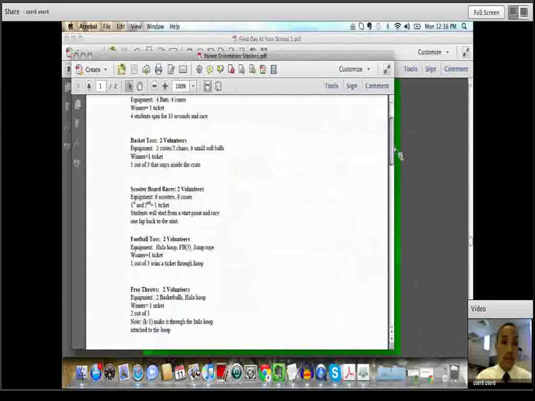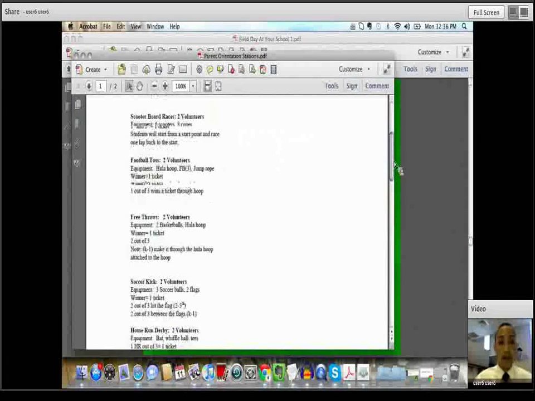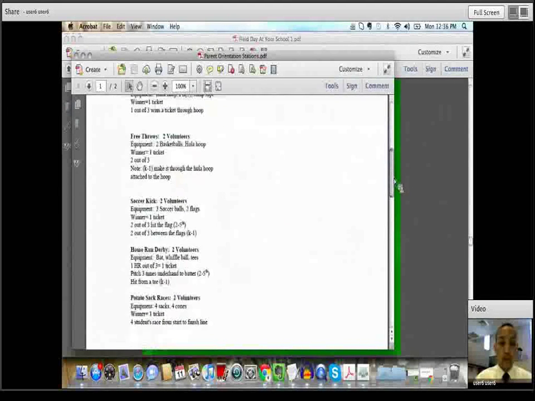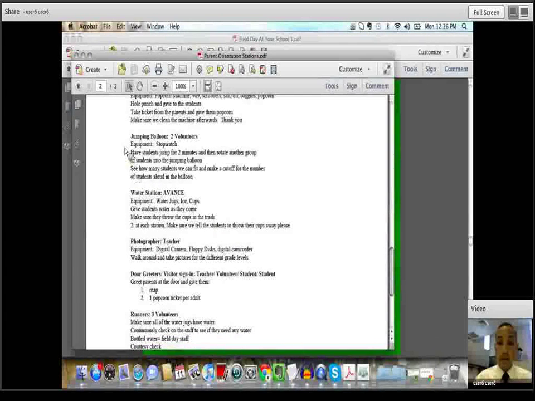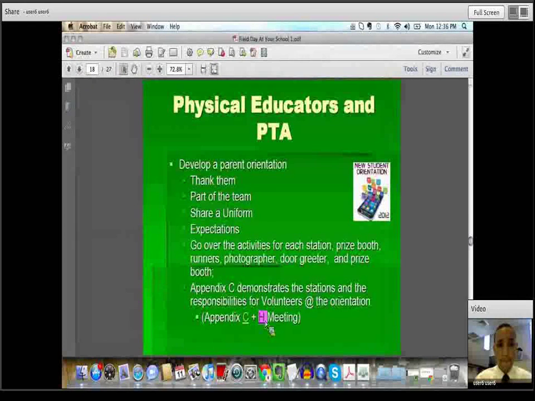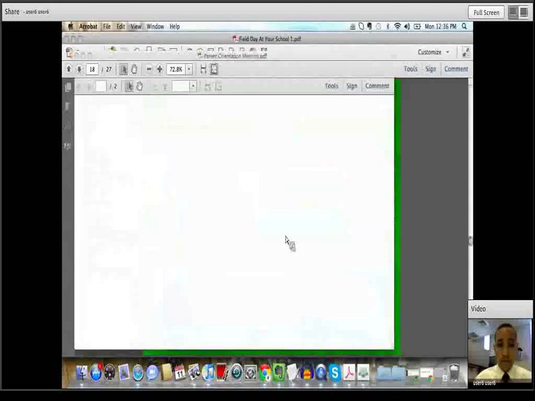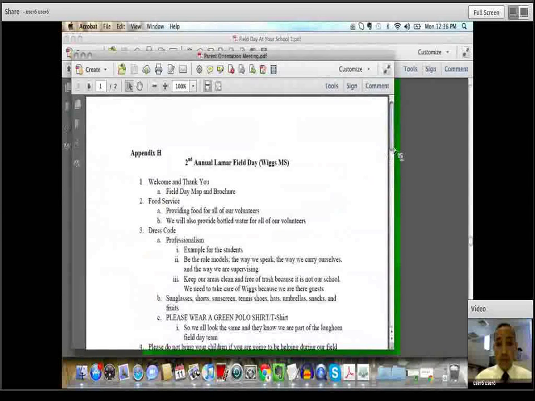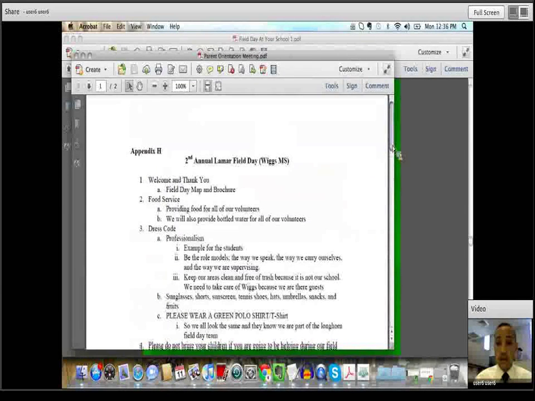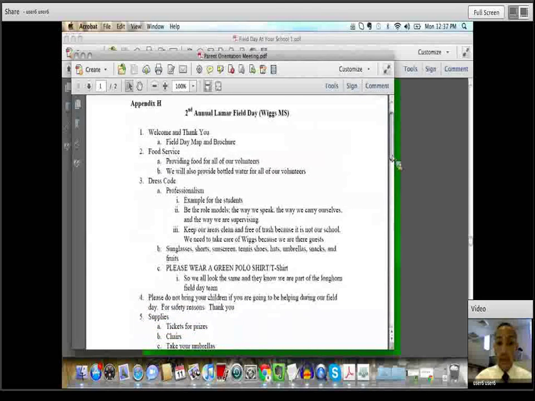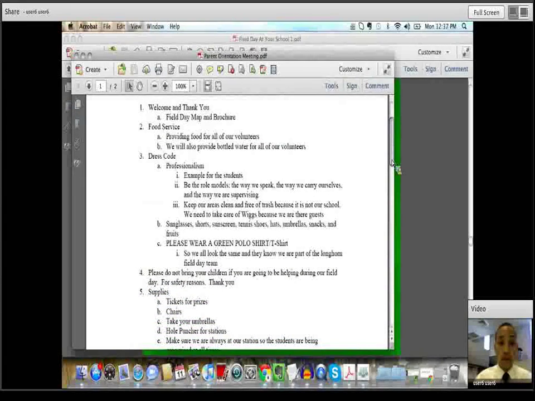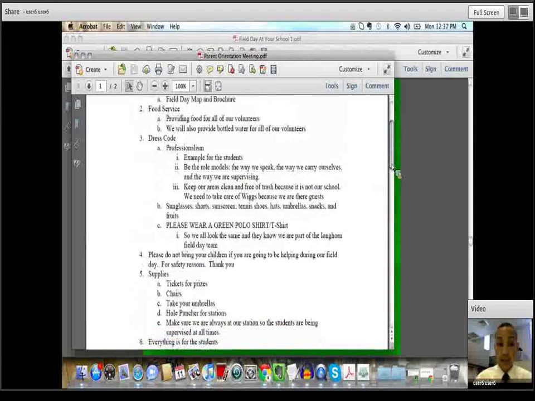The bat spin, the basket toss, scooter board races. It's important to demonstrate the stations for the parents so they know exactly what to expect. This is a sample agenda where you'd welcome the parents, provide them with a field day map and a brochure, share with them the importance of professionalism and what they should be wearing the big day.